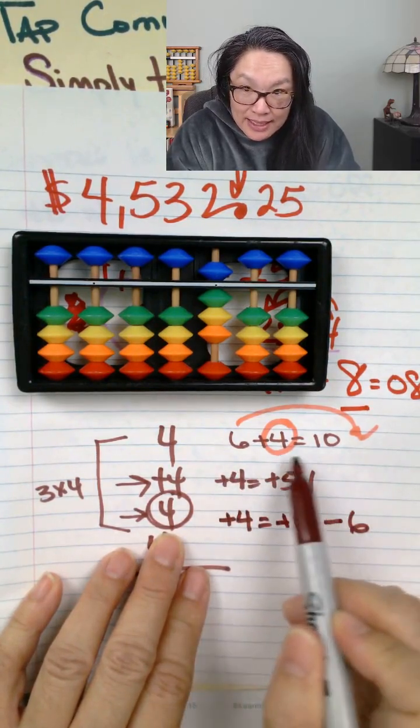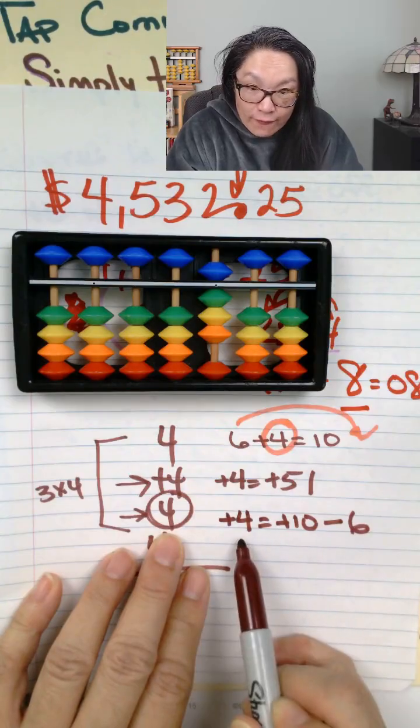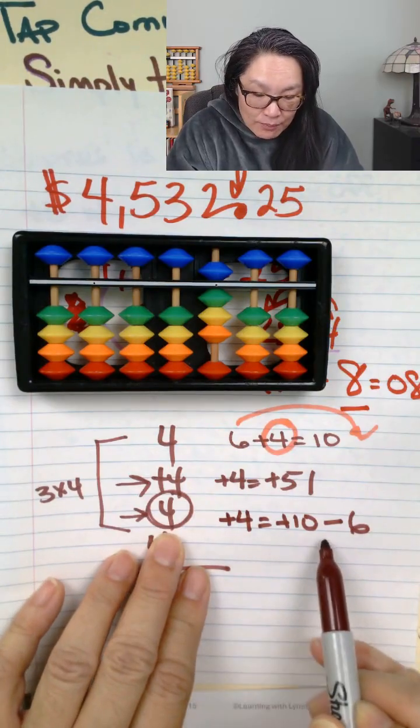See how I made it 10? 6 plus 4 is equal to 10. I moved it, so now we have plus the 4 is plus the 10 minus the 6.